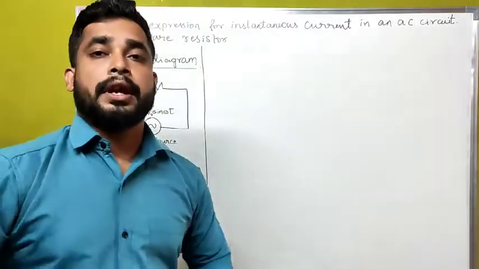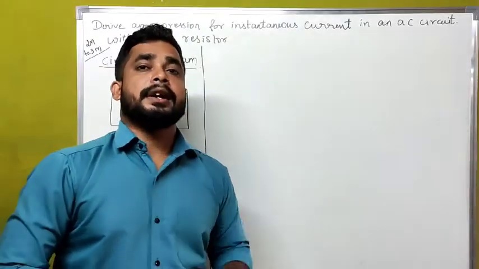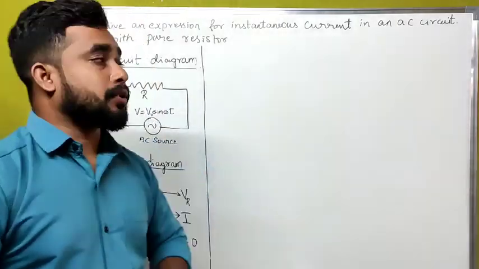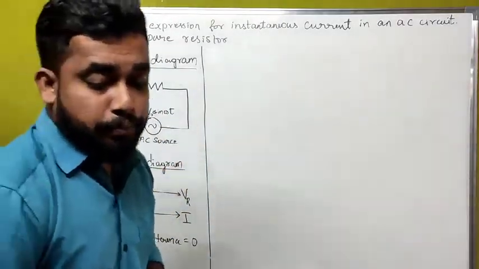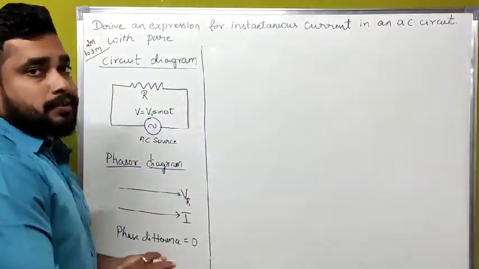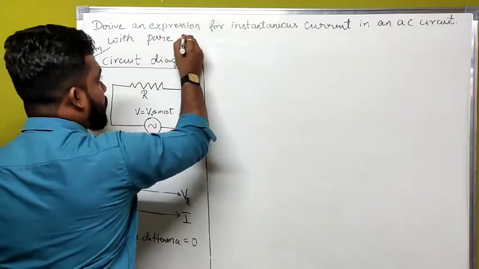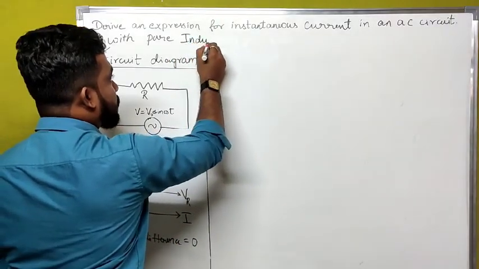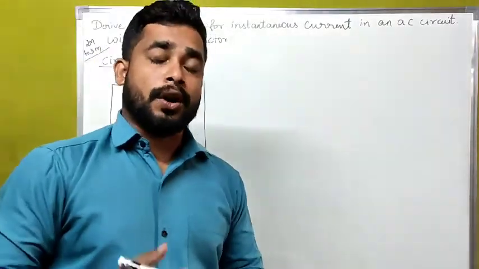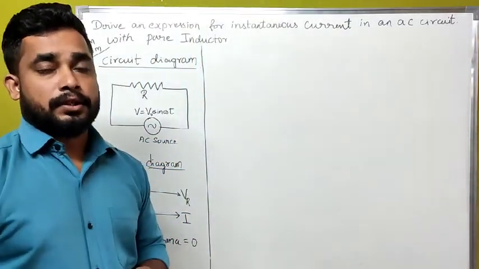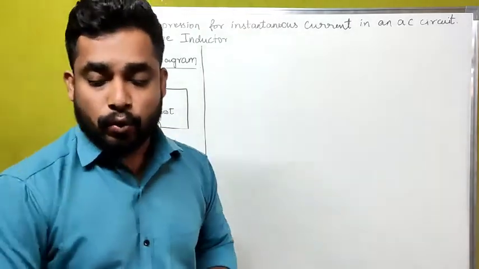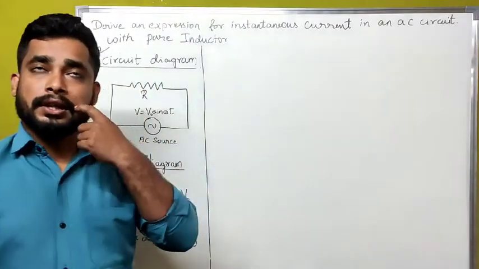Now we have to derive an expression for instantaneous alternating current in an AC circuit with a pure inductor. Earlier we have derived for pure resistor. Now we have to derive this for pure inductor. Before going to that, we should know what is the meaning of inductor. In our earlier chapter, electromagnetic induction, we have thoroughly studied about what is the meaning of pure inductor.